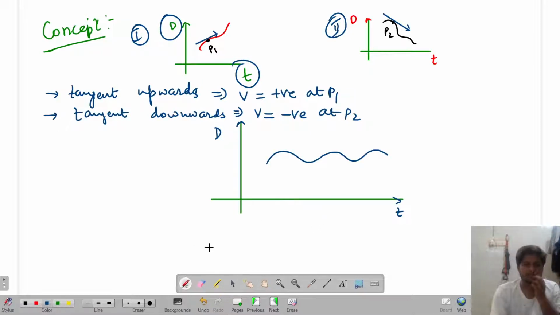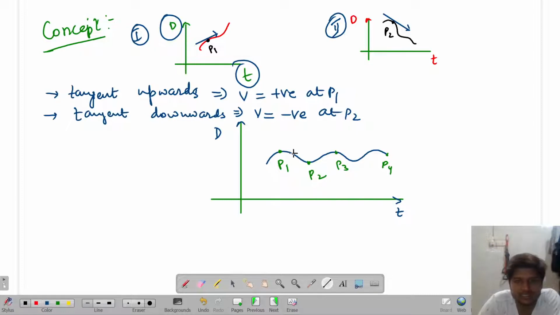So now look over here. If I give you point P1, point P2, point P3, and point P4, and someone asks you to draw where the velocity is positive, what will you have to do? You will have to draw the tangent at all these points.